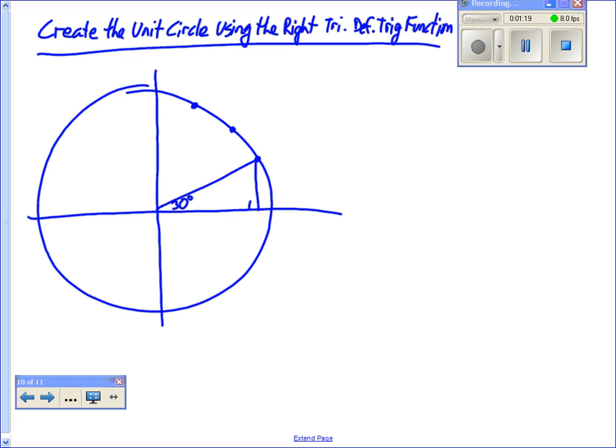So go straight down there, and make that 90-degree angle. And of course, we know this other angle up here has got to be 60 degrees, right? And now think about this. This is the unit circle, so your radius is 1, right?